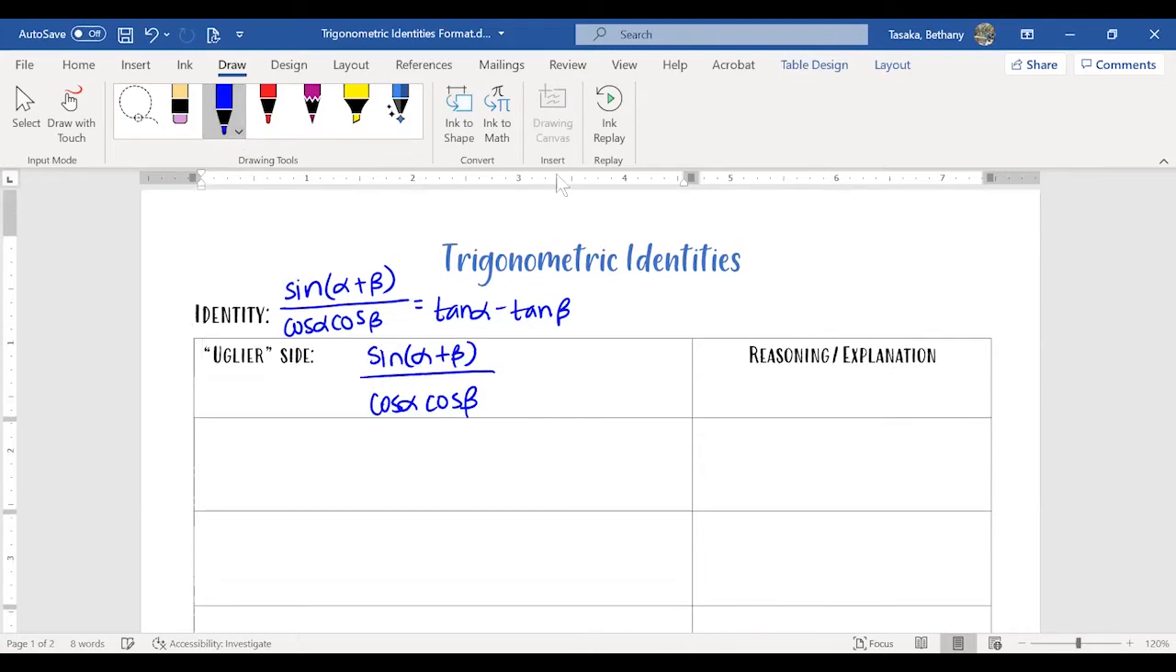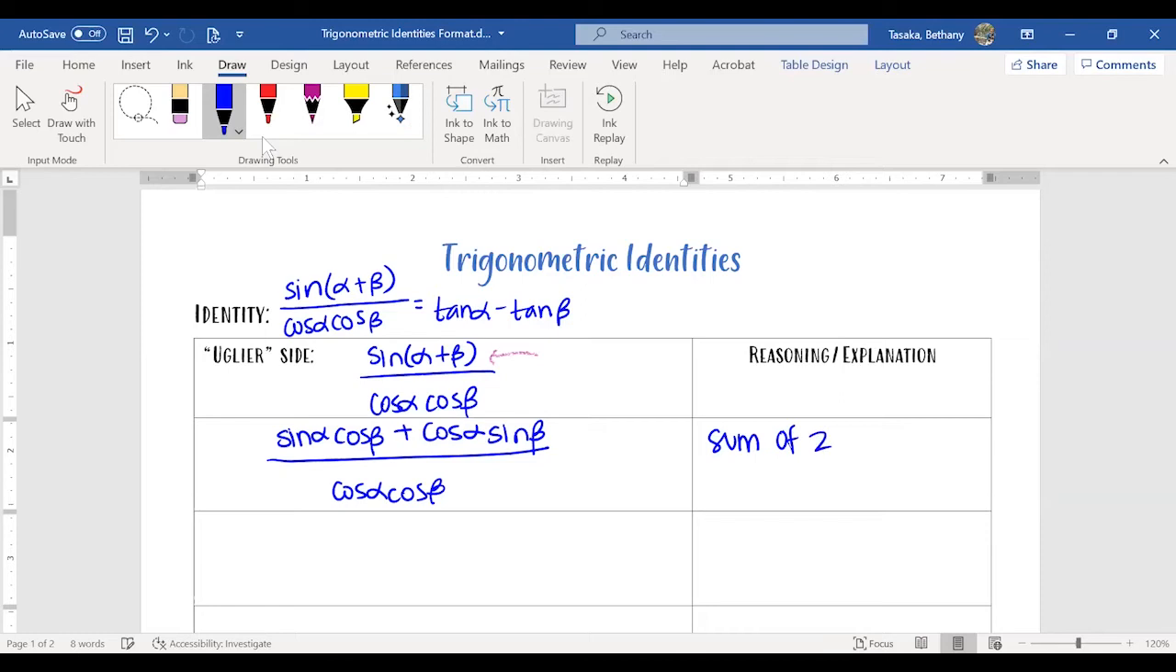Okay, so I will point out that up top, you have your sine of the sum of two angles. So we can write that out as sine cosine plus cosine sine, right? Over that same denominator. And this is the sum of two angles sine, right? Okay, so now what can we do?